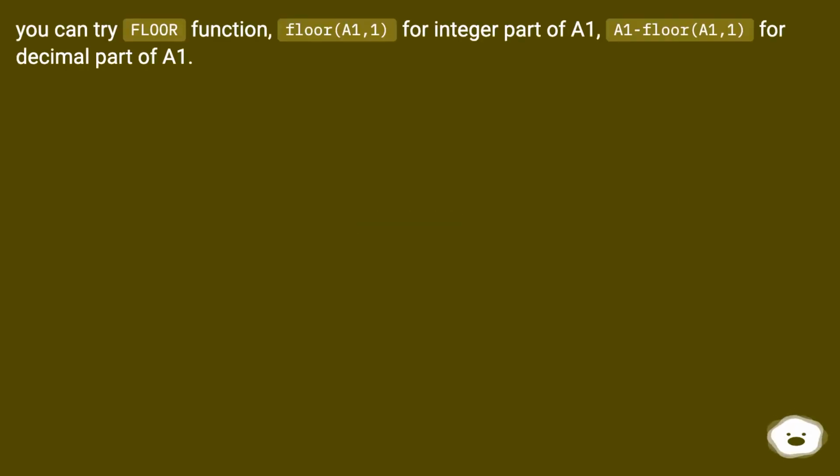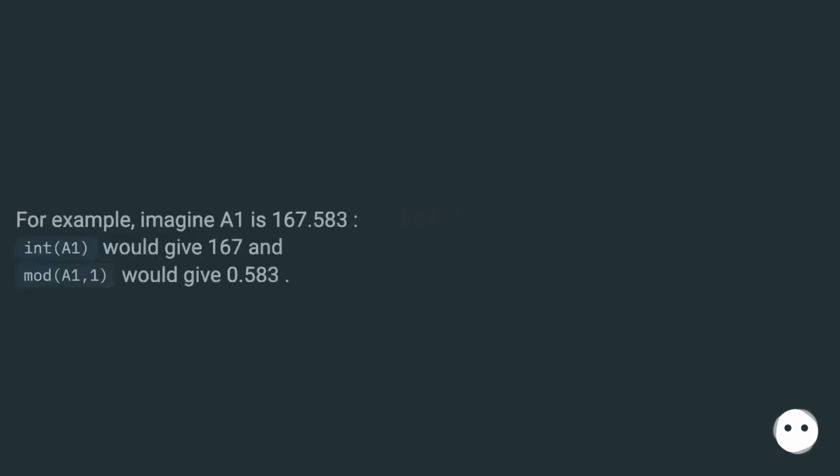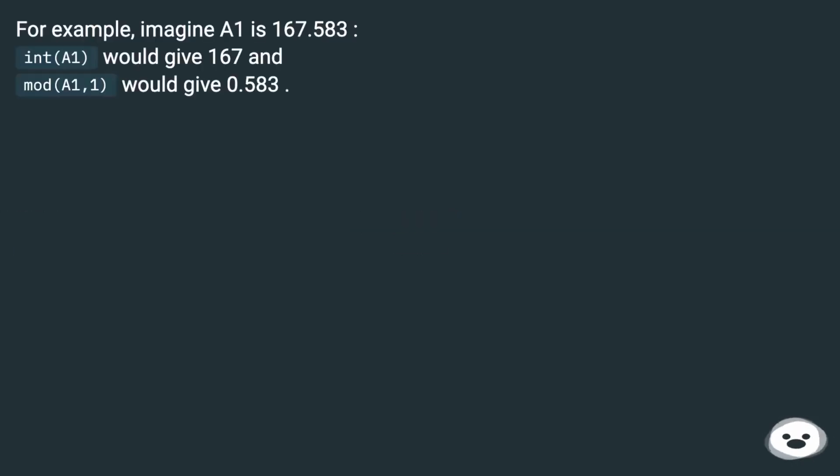You can try the FLOOR function: FLOOR(A1,1) for the integer part of A1, and A1-FLOOR(A1,1) for the decimal part of A1. For example, imagine A1 is 167.583. INT(A1) would give 167 and MOD(A1,1) would give 0.583.